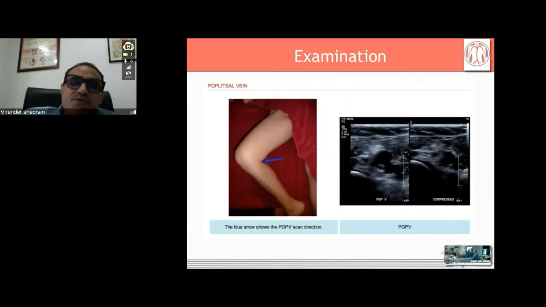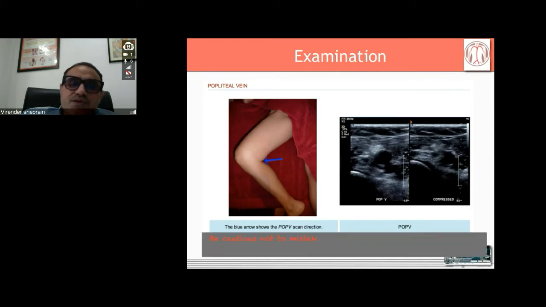So the patient is not moving. The patient is very comfortable lying, and in the same position you can look for the common femoral and the entire superficial femoral vein, and then in the same position you go for popliteal visualization. So the position is very important.